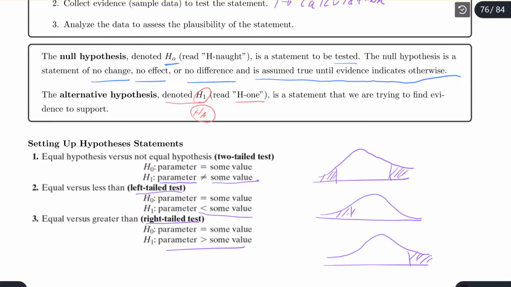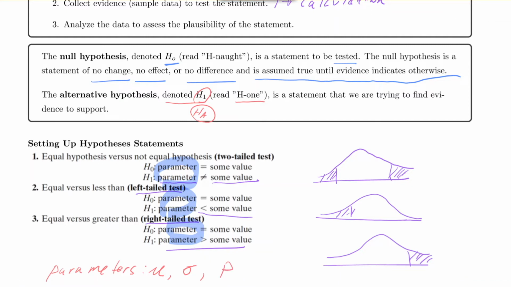And let's review. We're working with parameters here, right? A parameter is a value from a population. So what are some examples of parameters we saw? Population mean, population standard deviation, or population proportion. Those are the values that we want to test.